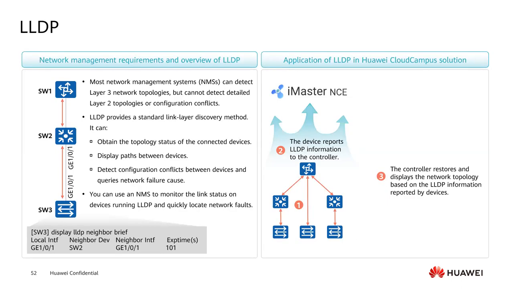And the next one is LLDP. It's a layer two topology discovery protocol defined in IEEE 802.1ab. It can collect local device information, including the management IP address, device ID, and also the port ID, and advertise the information to the neighboring devices. In the cloud campus solution, it can also be used to synchronize the PVID VLAN for the devices. One typical application of LLDP in the Huawei Cloud Campus solution is that the campus can show the engineers the network topology by using the information collected by LLDP.